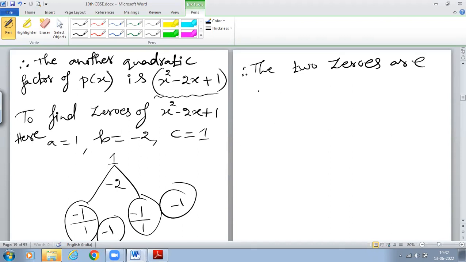Therefore, the two zeros are x is equal to plus 1, the opposite sign of minus 1. And another zero is also x is equal to plus 1. Now we got the remaining two zeros. Hence the remaining two zeros are 1 and 1.